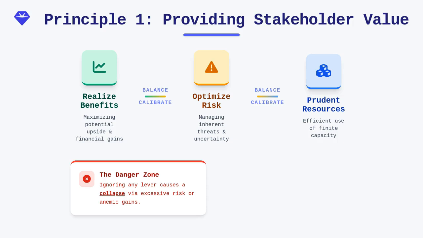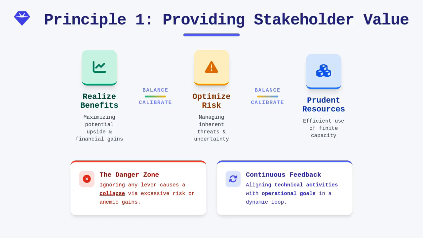When you ignore one of these 3 levers, the entire value proposition tends to collapse under the weight of either excessive risk-taking or anemic benefit realization. It requires a disciplined, ongoing assessment rather than a one-time decision, as the environment in which the enterprise operates is rarely static. You must treat this as a continuous feedback loop that aligns technical activities with the broader financial and operational goals of the organization.